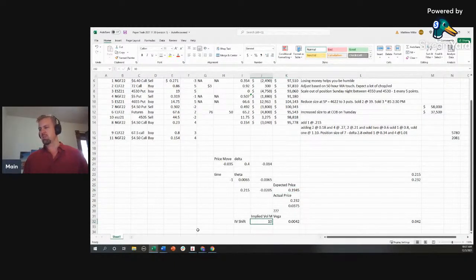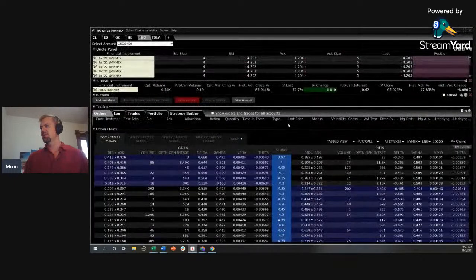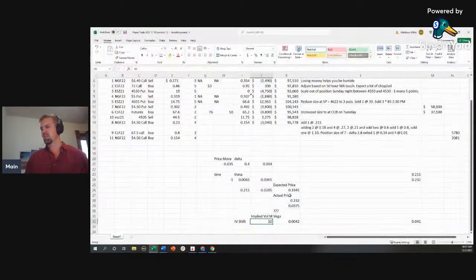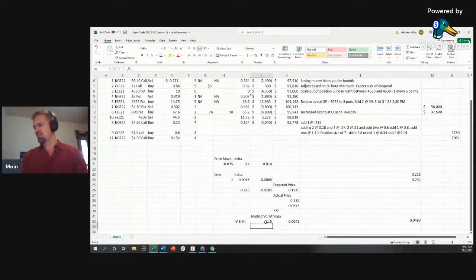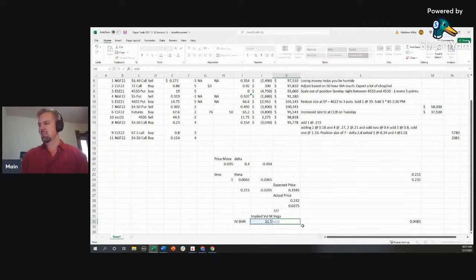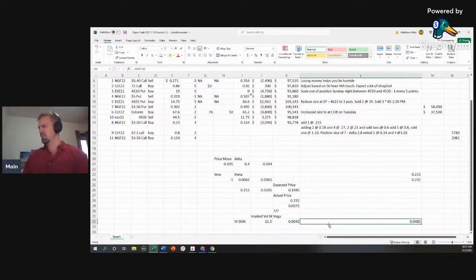So when I bought that call, the implied vol was at 60. Now you can see the implied vol is 72.7. Okay, and so we had a shift of 11.5 vols, and that times the vega, which is 0.048. So that's where the additional value of that option came into play. I actually made 4.8 cents just on the move in the implied vol. So even though the price went down, the value of the option went up.